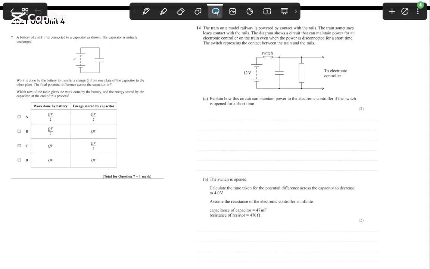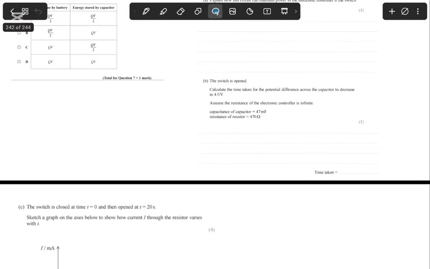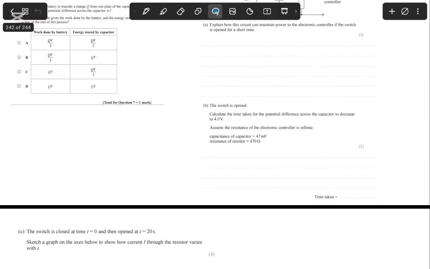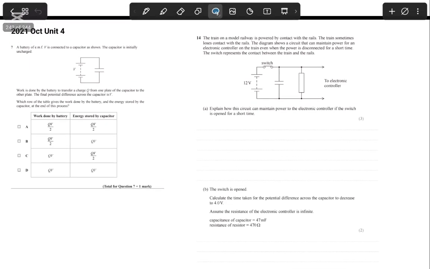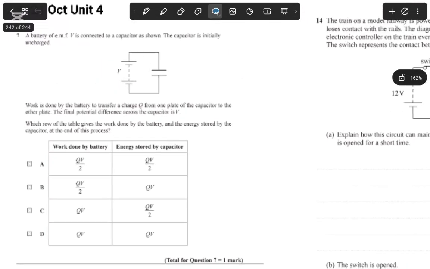We're back with another exam walkthrough from 2021 October, Unit 4, Capacitance, question number 7 and question number 14. You can try out the question yourself and then watch me solve it. And for the March 7 examiner report, you can go to the end of the video. So let's try question number 7 first.